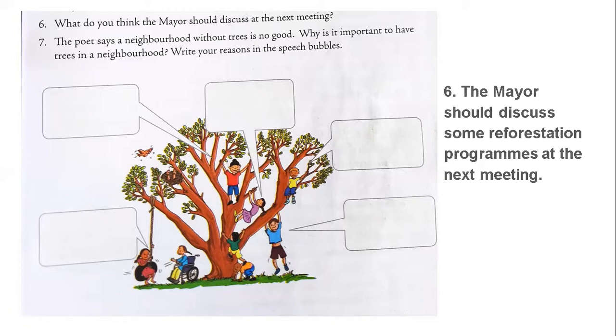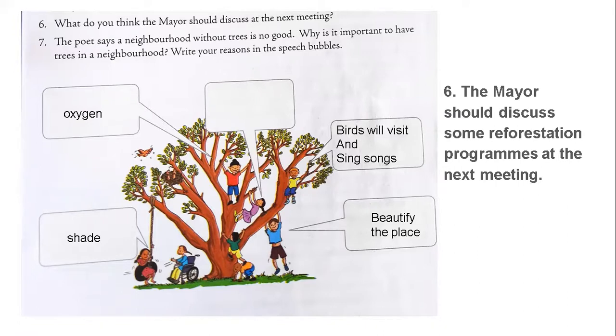The poet says a neighborhood without trees is no good. Why is it important to have trees in a neighborhood? Write your reasons in the speech bubbles. Well, you could have so many reasons. These are my reasons. Because trees give us oxygen. Very important. Without oxygen, we would all be dead. They give us shade. We would be burning hot without shade. They beautify the place. Whenever you want to have a good view, you just stand by your window or your door and you look out and you see beautiful trees.